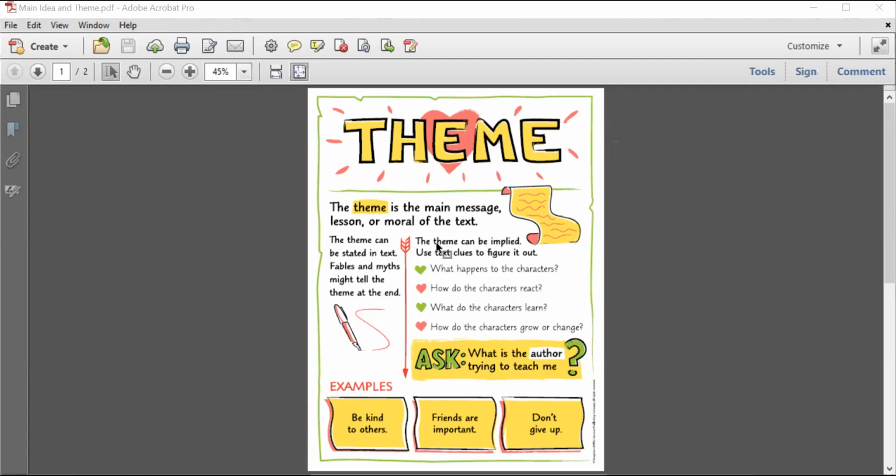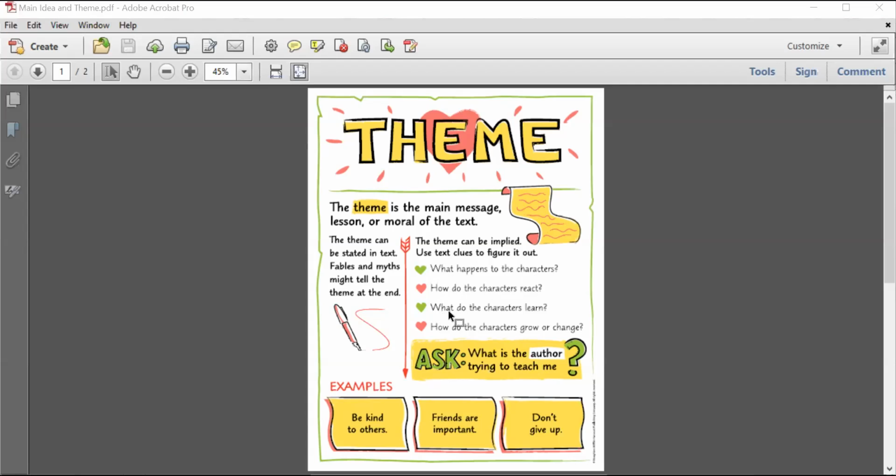Sometimes we may have to figure out the theme ourselves. That means a theme is implied in the story, okay? To do this, we ask ourselves what happens to the characters, what important events happen to the characters throughout the story, okay? Then maybe how do the characters react to those events in the story?